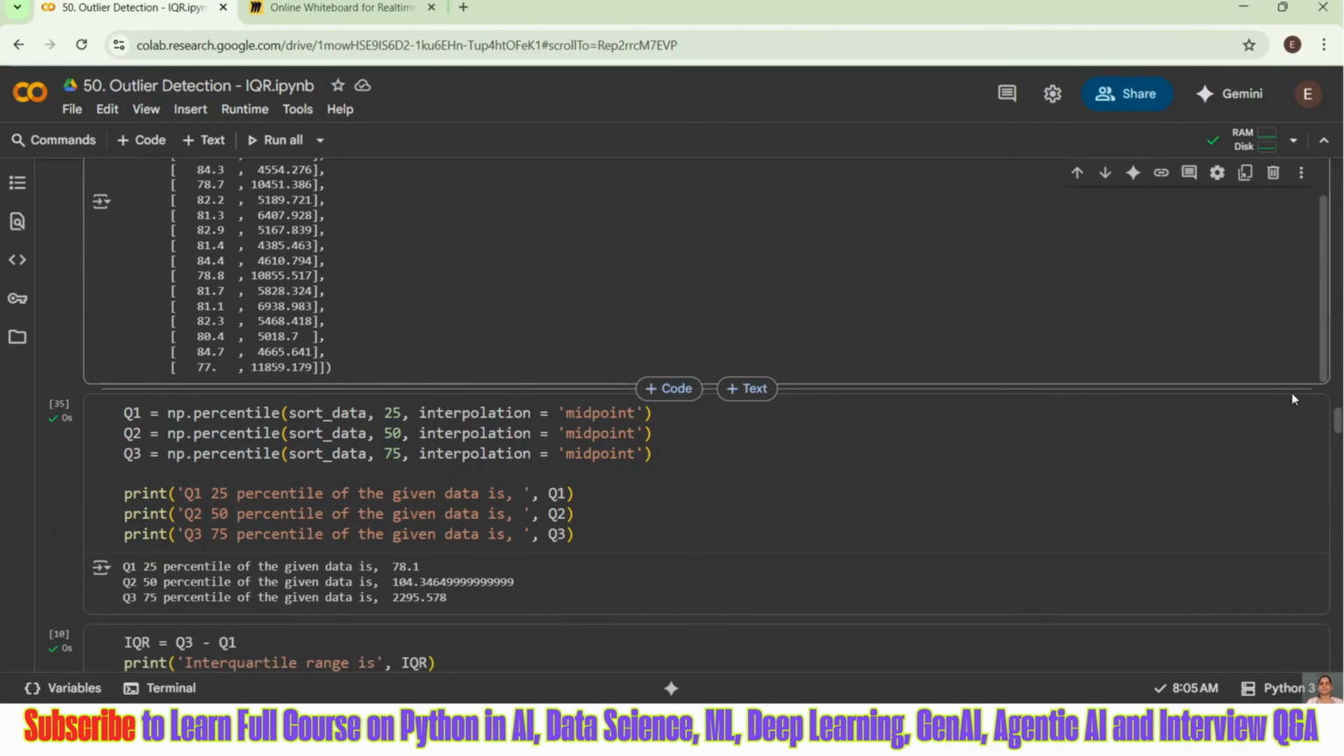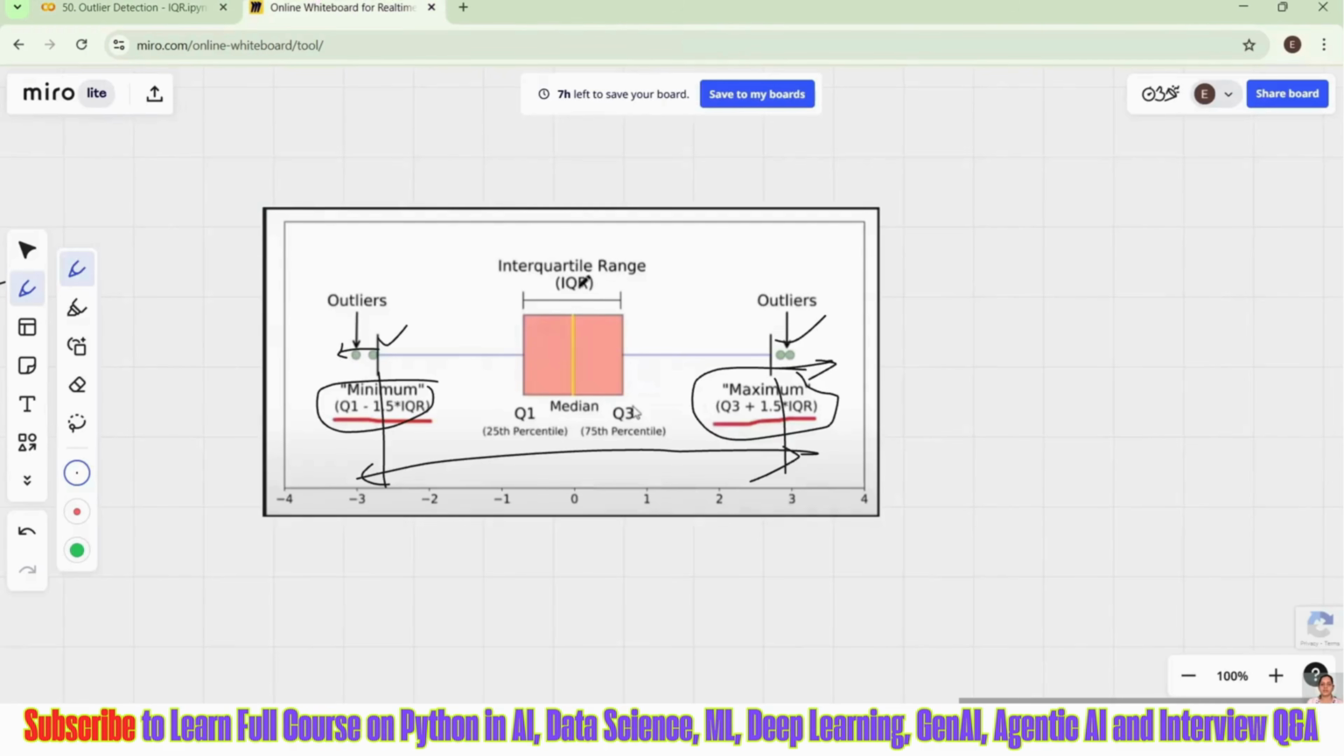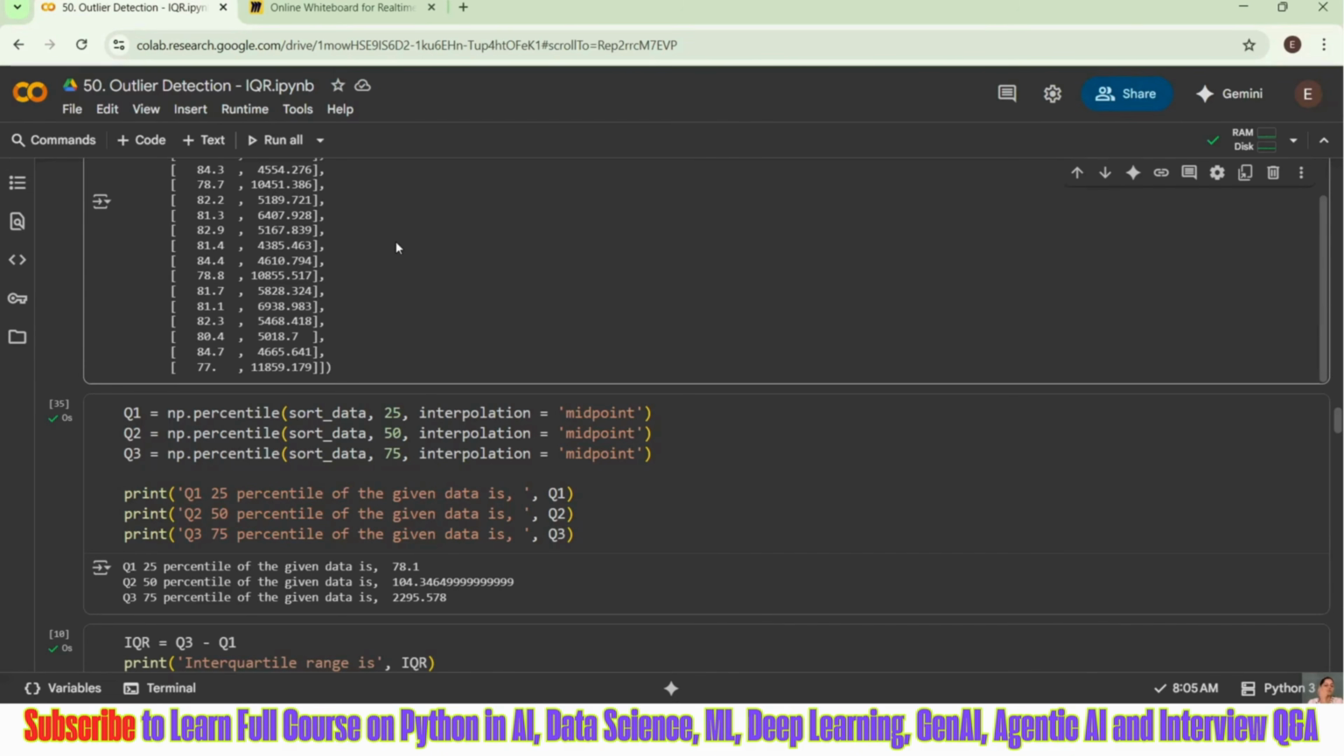What is the next step, guys? When we are talking about the interquartile range, we have to get the Q1 point, Q2 point, and Q3 point. Just observe this image, right? Q1, this is Q2, and this is Q3. Q1, Q2, and Q3 we are getting. So how are we getting them, guys? Again, that is a percentile, right?